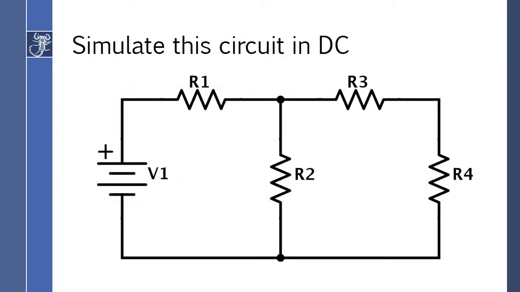To simulate this circuit in direct current using Symbulator, first we have to name the nodes and elements. We name the nodes 1, 2, 3, and 0, 0 being the ground node. All voltages in the other nodes are going to be given in terms of the difference in voltage between them and the ground node. And then we name the elements, which here we name E for the source, and R1, R2, R3, and R4 for the resistors.